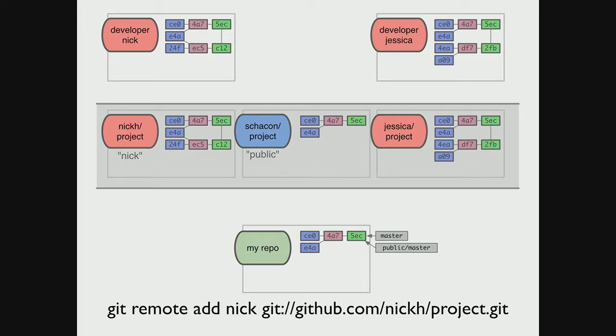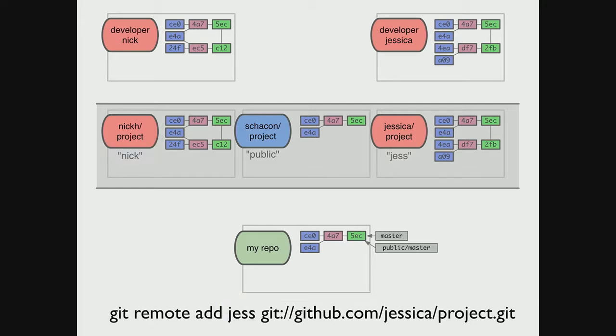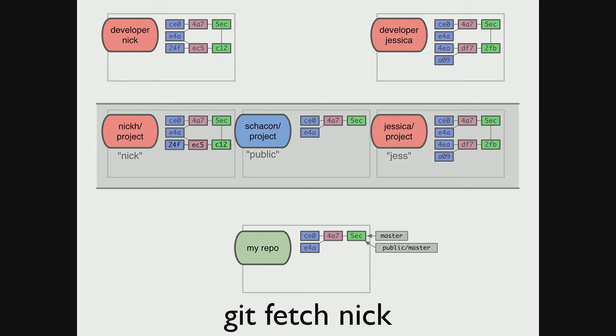So we do a git remote add. You can see that it's Nick and Nick. We're going to do another git remote add to add a link to Jess's project, right? So that way we know that we can fetch from both of these places. We know all the different locations that these repositories are stored now.